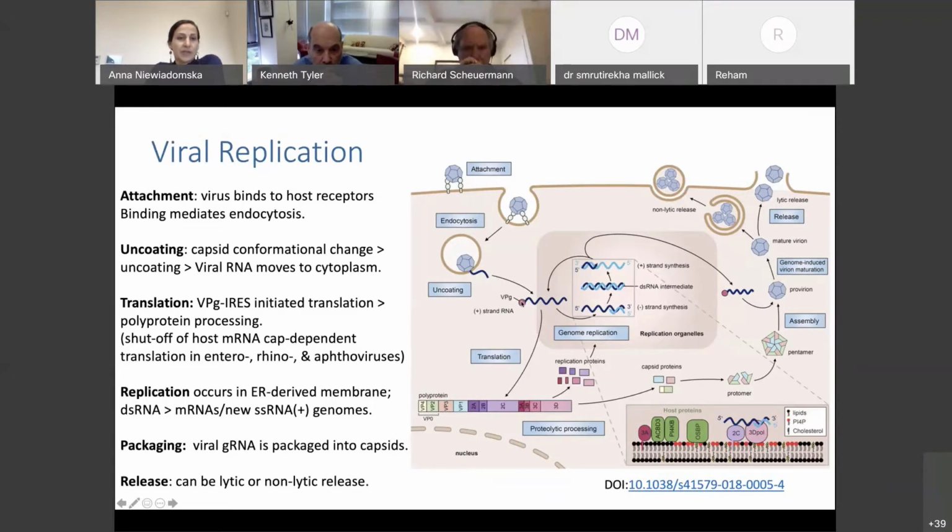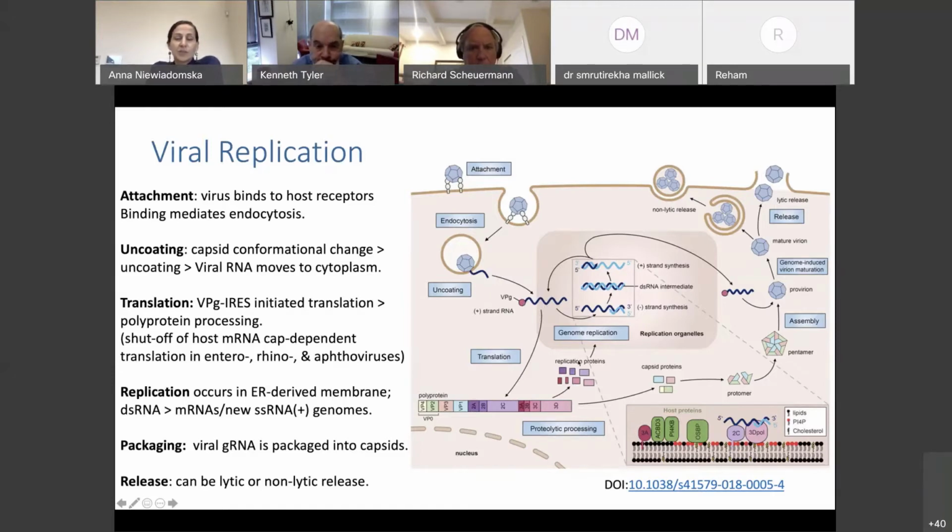The VPg and the IRES initiate translation. The polyprotein is processed into multiple different proteins. And one of the functions of these proteins, 2A, is to shut off host mRNA translation so that only viral mRNA becomes translated.